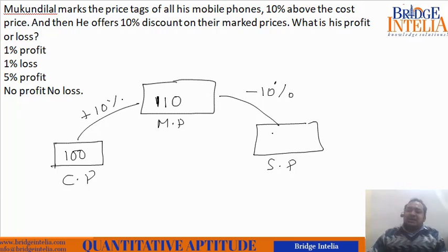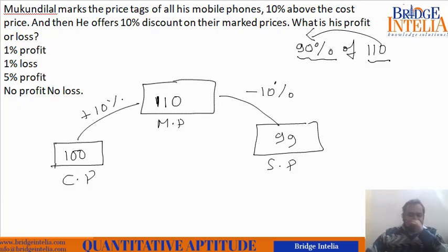Then a customer comes and starts to bargain. Bargaining means he gives a discount of 10%. So if you are giving a discount of 10%, that means you are charging only 90% of 110. You are telling your customer you need to pay only 90% of the sticker price. Sticker price is 110. So 90% of 110 is 99. So you can see what happened to Mukundi Lal. Mukundi Lal invests rupees 100 but gets back only rupees 99. So he is suffering a loss.